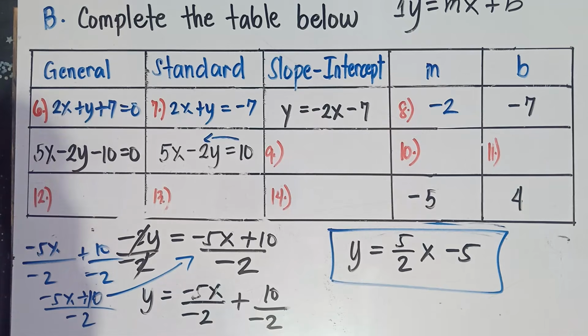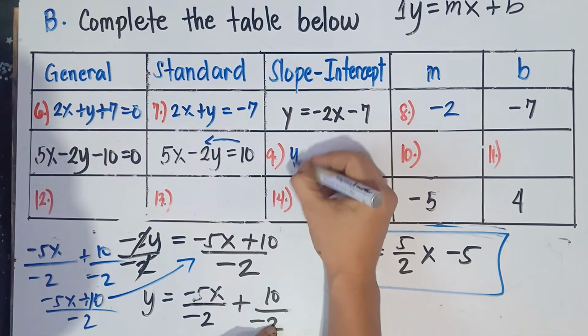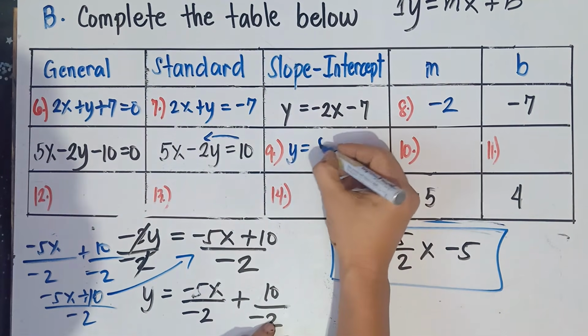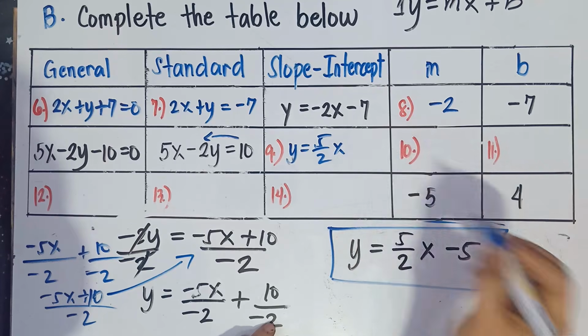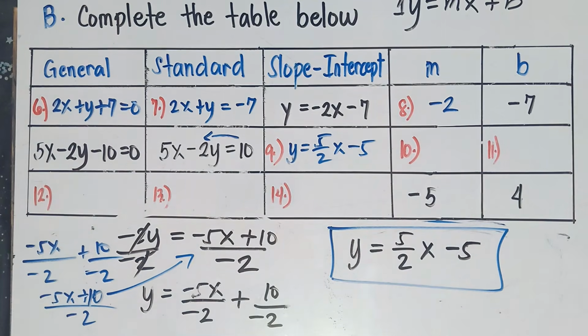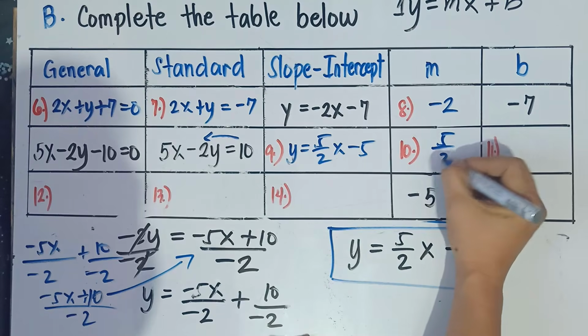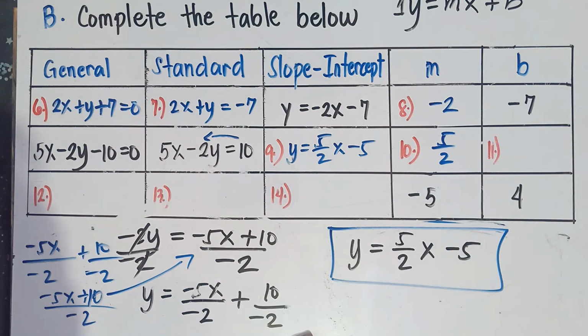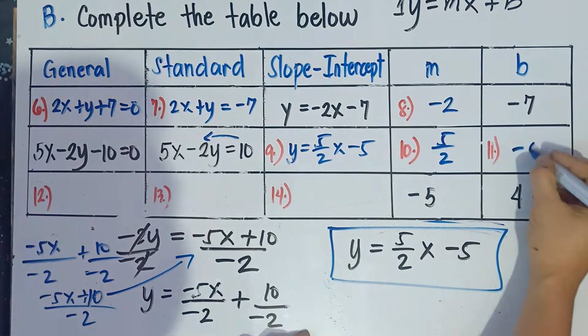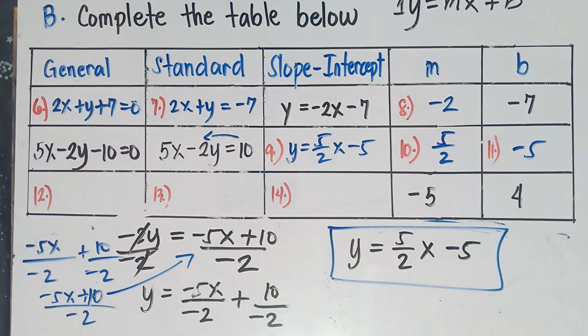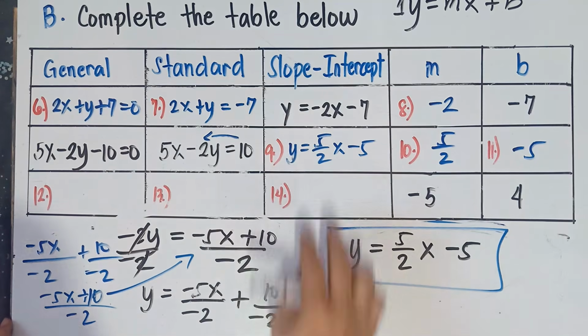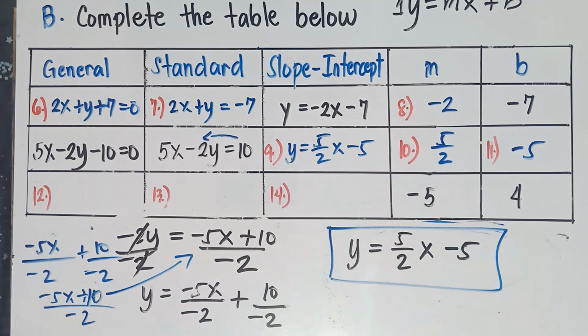So therefore, this will be our answer: y equals 5 over 2x minus 5. And for the value of m, the value beside x, that would be 5 over 2. And for the y-intercept, the value of b, that would be negative 5. That's it, class. All set. Quite complicated, right? For this example, number 9, number 10, and then number 11.